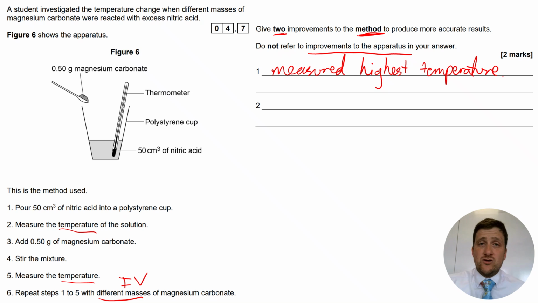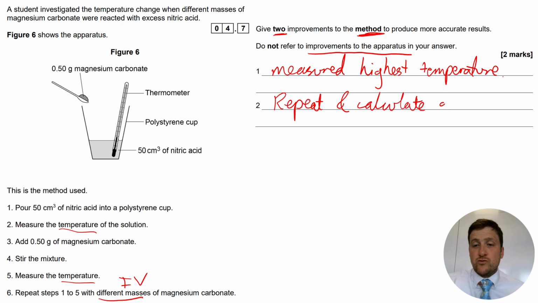And for every single method, regardless of what it is, pretty much, the step I always say to include, if you're improving a method, is repeat and calculate a mean. You cannot just say repeat it. There's no point in repeating an investigation many times, unless you're then going to remove anomalies and then calculate a mean. They're really important. They go hand in hand together. They don't go separately.